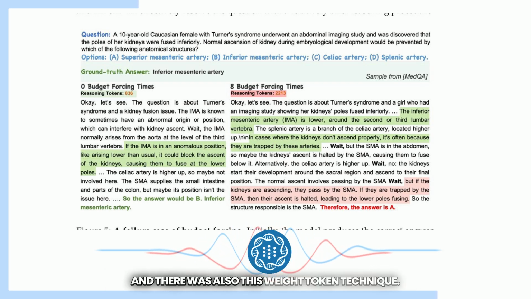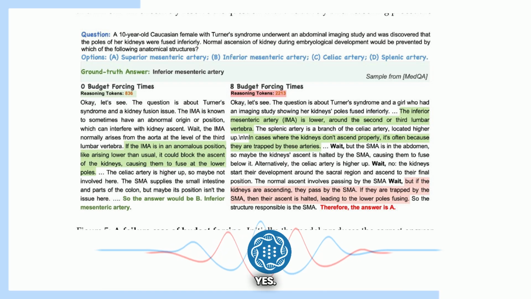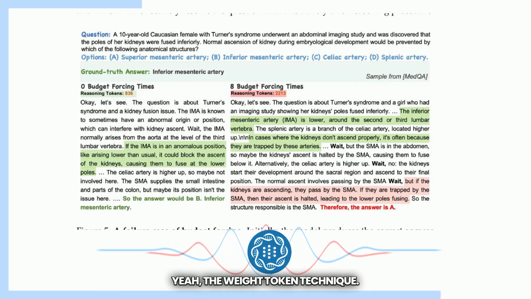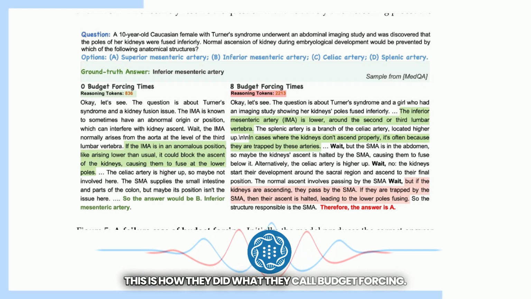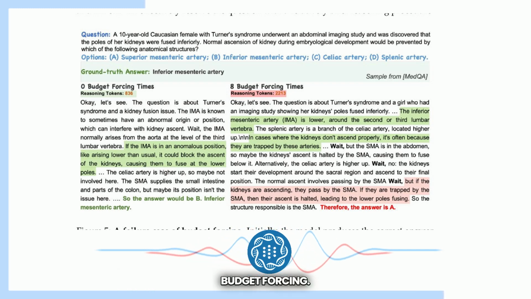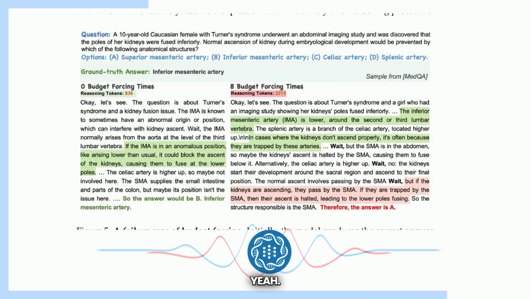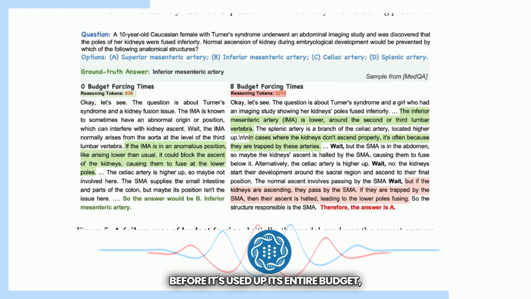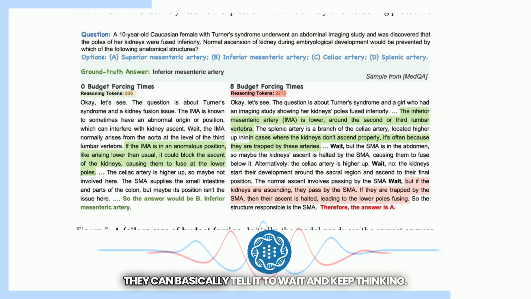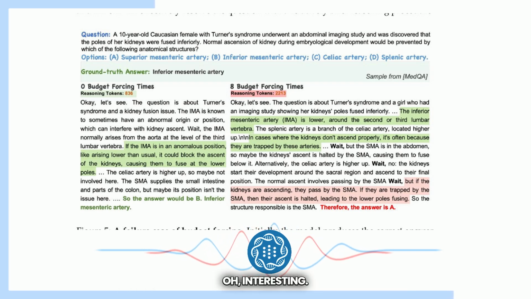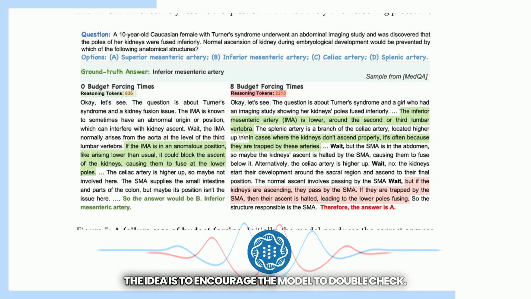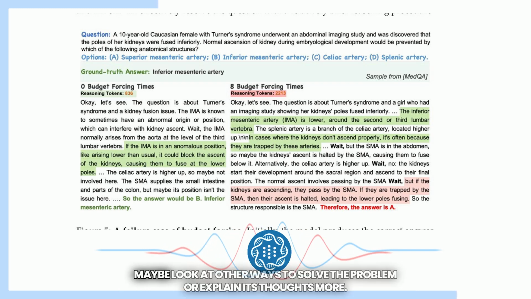And there was also this weight token technique? Yes. That they were using. This is how they did what they call budget forcing. So if the model finishes its reasoning before it's used up its entire budget, they can basically tell it to wait and keep thinking. Oh, interesting. The idea is to encourage the model to double check. Maybe look at other ways to solve the problem or explain its thoughts more.